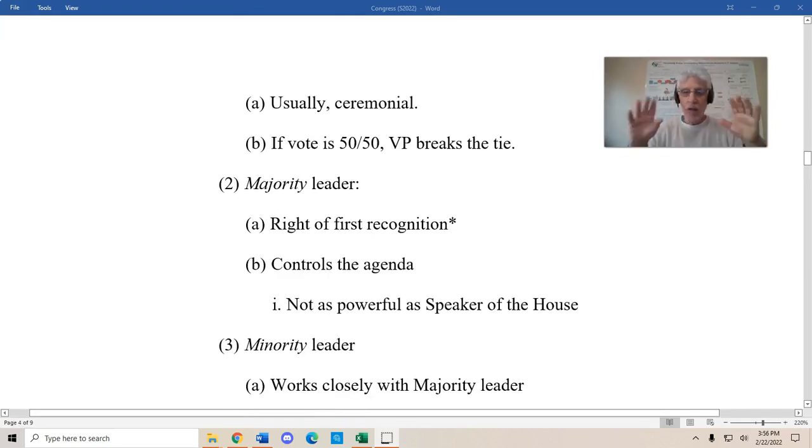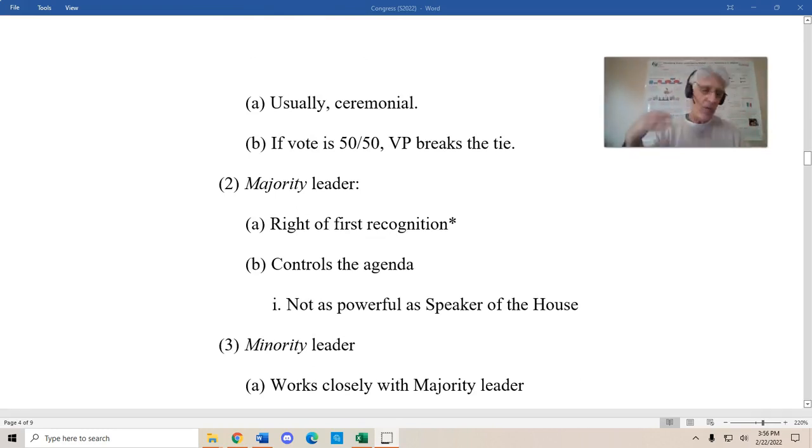Now, usually this is a ceremonial position. They don't really do anything. They don't hang out in the Senate. They don't debate on the floor of the Senate. They don't do any of that, right? So most of the time it's a ceremonial position.